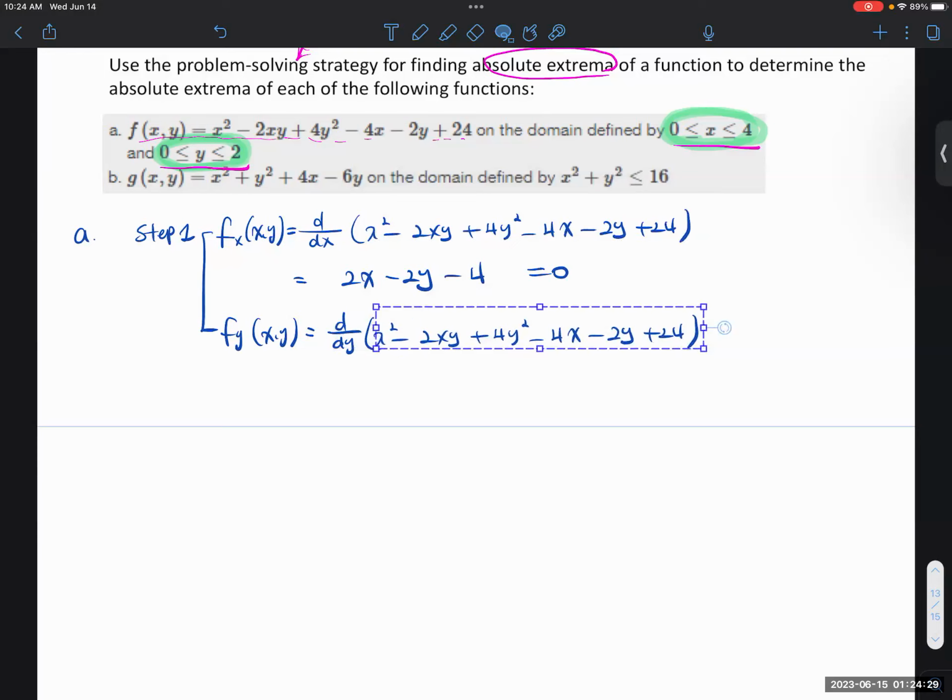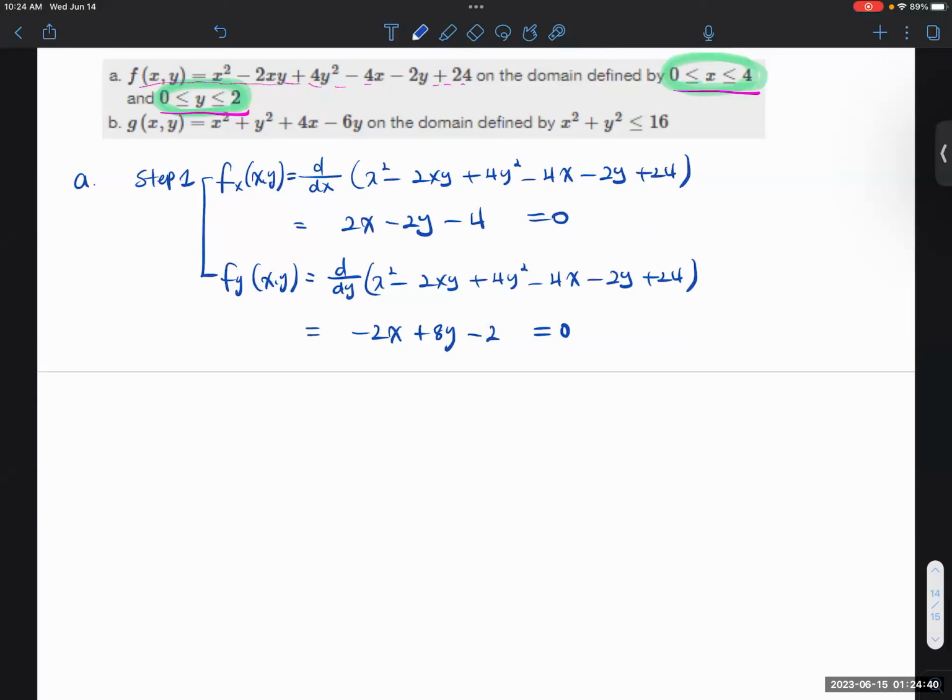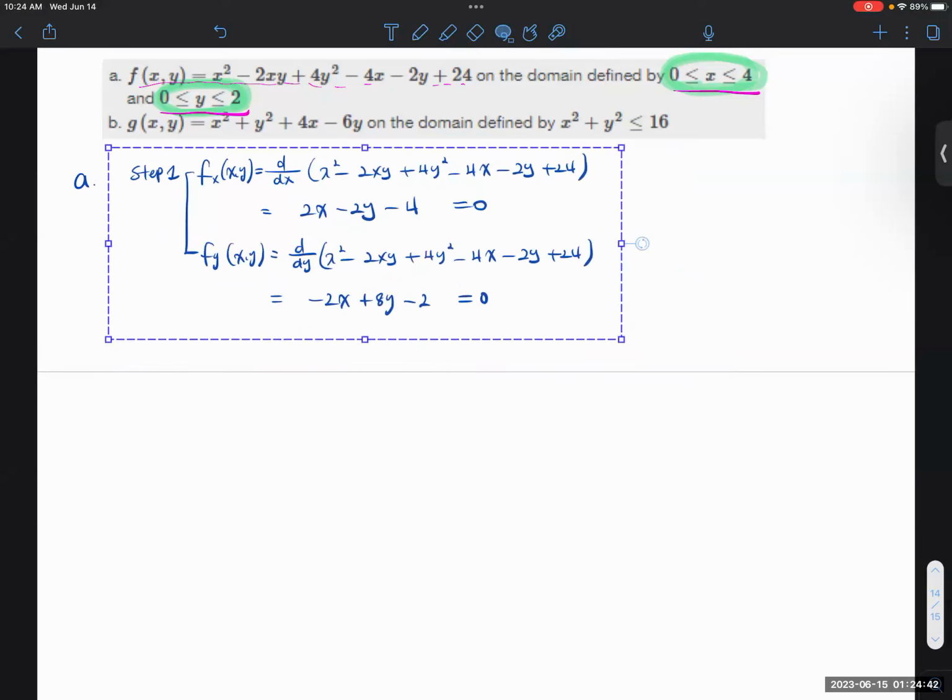Copy, paste. So that would be 0 minus 2x, 8y, 0 minus 2. That must be equal to 0. So we're going to solve for x and y to find out the critical points.